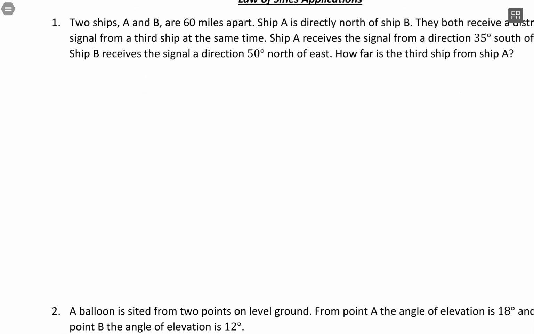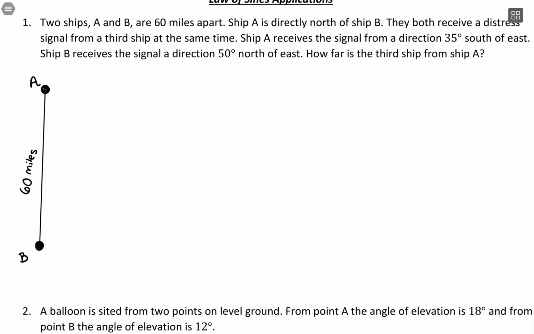So what that would look like is, let's say I draw A and B, and ship A is directly north. So that means going up that way is north. So this would be ship A directly north of ship B. And then we're told that they're 60 miles apart. So we also know this distance right here is 60 miles. Oh, there's part of our picture.